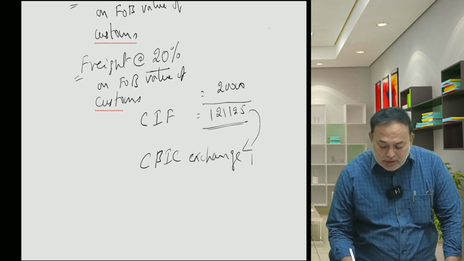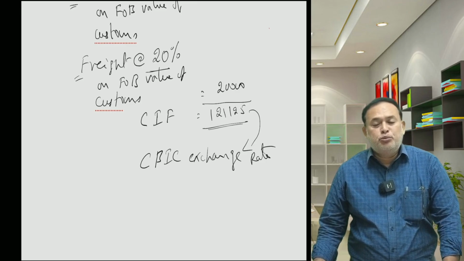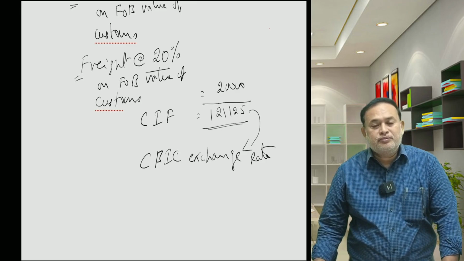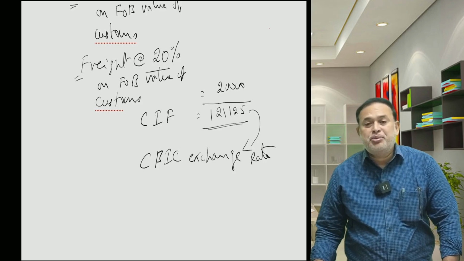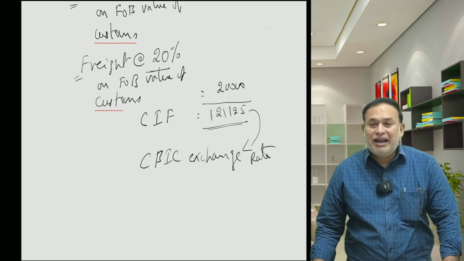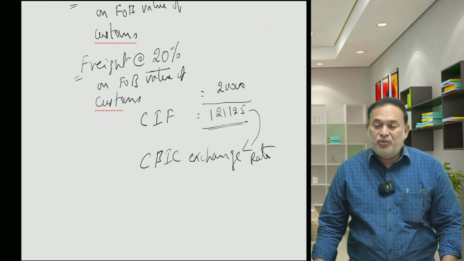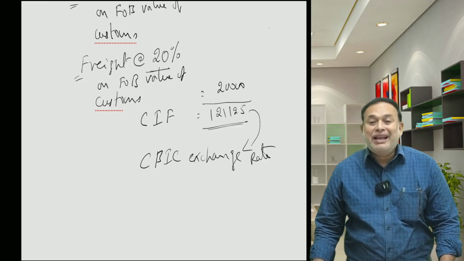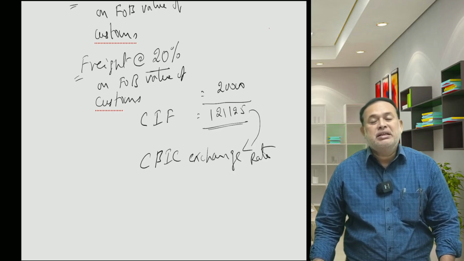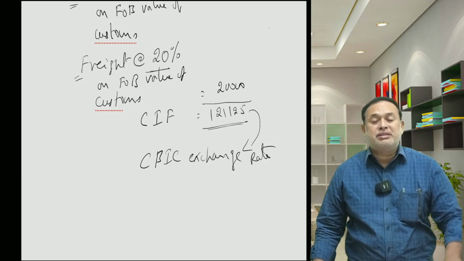CBIC declares the exchange rate once a month, for import or export. Now, if two or more exchange rates of the CBIC are available, then the exchange rate at the time of submission of the bill of entry by the importer is relevant, if there is more than one exchange rate of the CBIC.